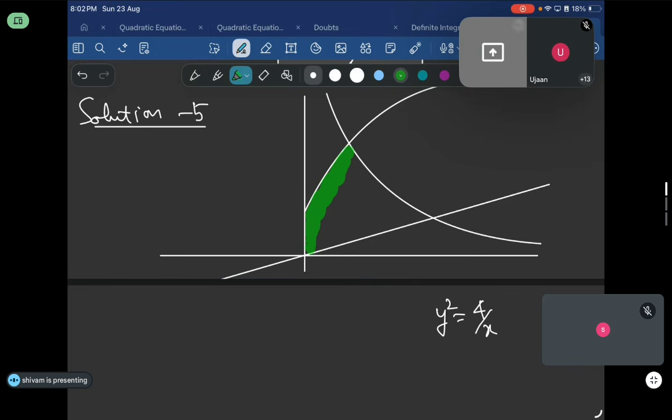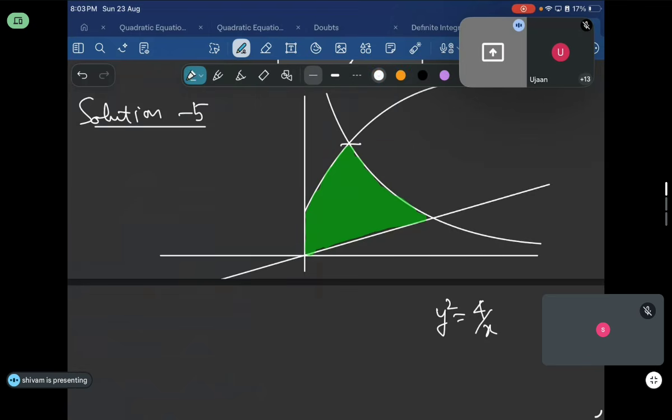So tell me, should I start with left or the right? I mean, horizontal strip or the vertical strip? I can do it with both. Tell me. Let us first of all find out the points. See how to decide whether you have to do it with horizontal or vertical. Wherever you have to take the less number of functions. Okay.